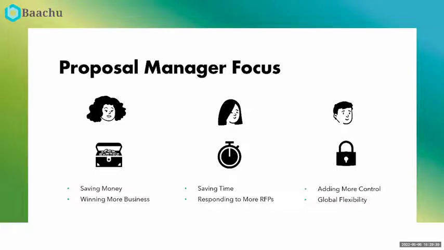Going back to our proposal managers, Tiffany might want to save time and win more business. Meg is also going to save time, but responding to more RFPs and doing so more efficiently. Shane, control and global flexibility. It's a very individual thing based on the amount of influence that you have, what your role is, what budget you may be allocated, and more.